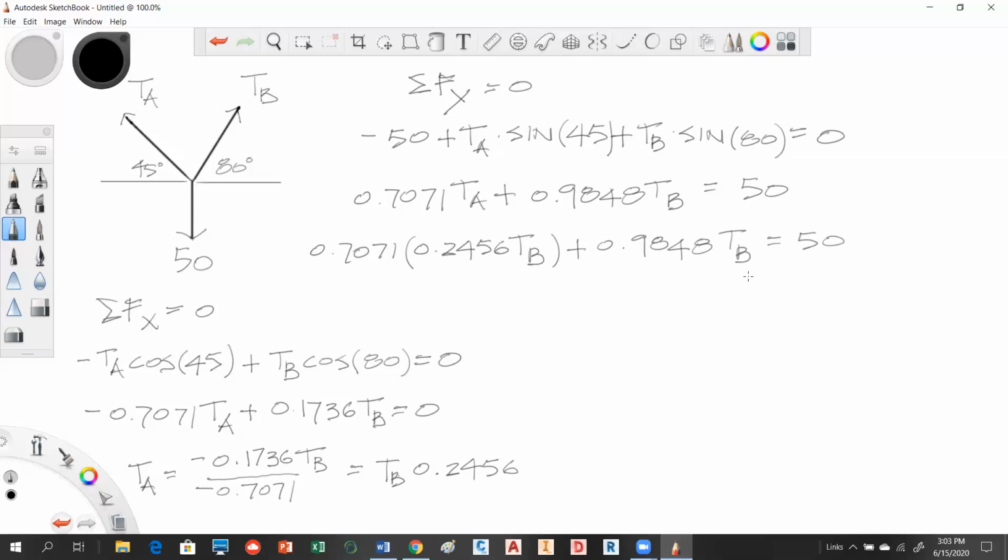So now you'll be able to combine these two. So what you'll have, therefore, is tension B is going to be equal to 50 divided by those combined, which gives you 1.1585. Doing that division, you come out with 43.16 kilonewtons.